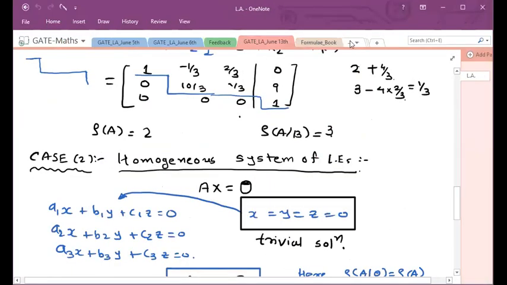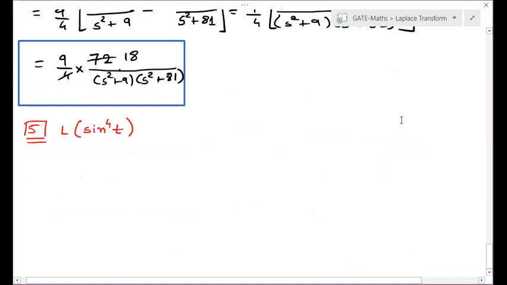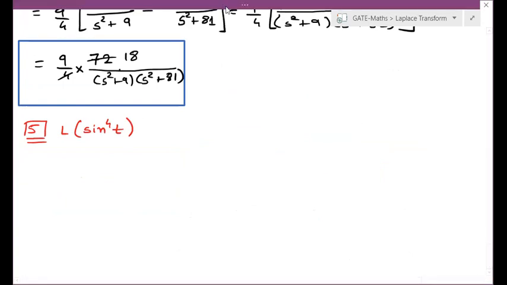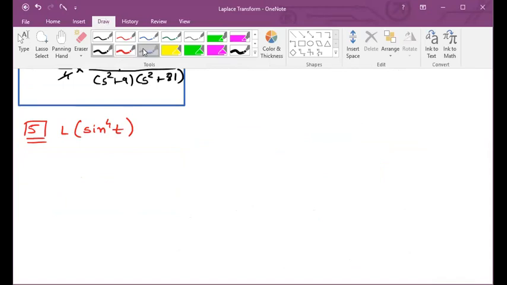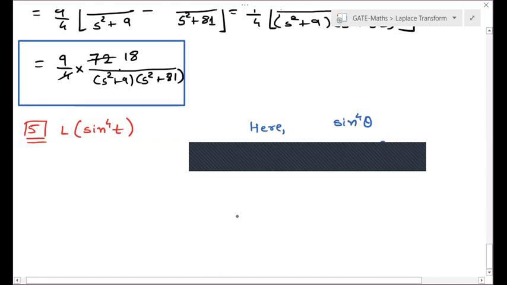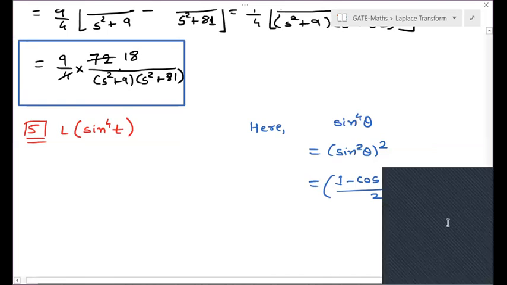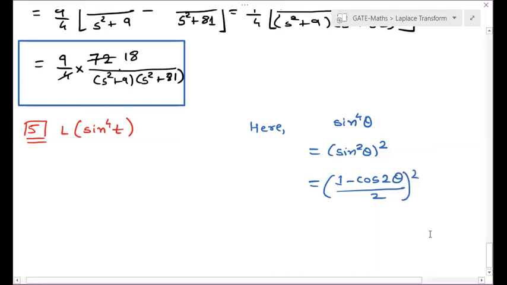Now in this question, we have to find the formula of sine to the power 4 theta. So here, if I have to find the formula of sine to the power 4 theta, it can be written as sine square theta whole square, or not. Now what is the formula of sine square theta? 1 minus cos 2 theta whole divided by 2, whole square. So this is your formula of 1 minus cos 2 theta divided by 2 whole square.